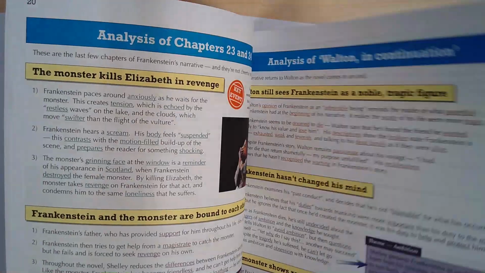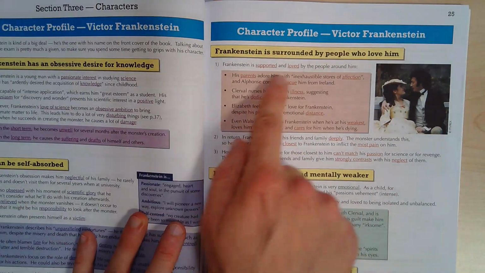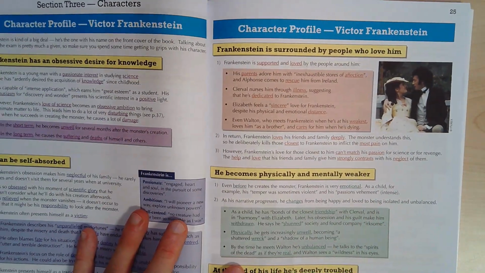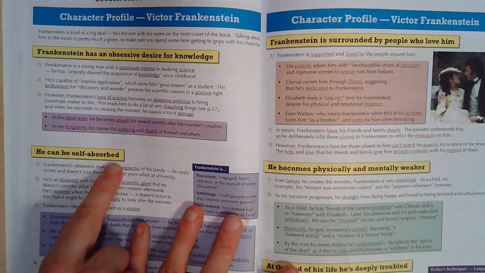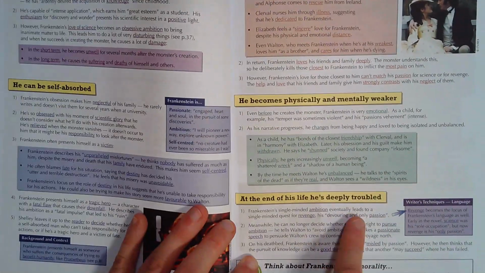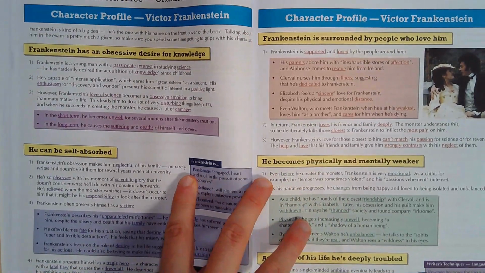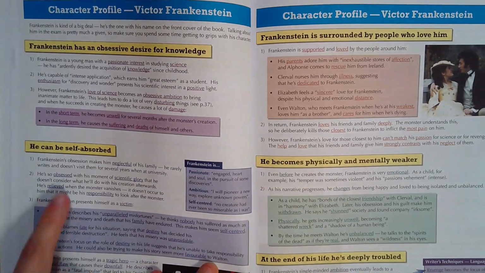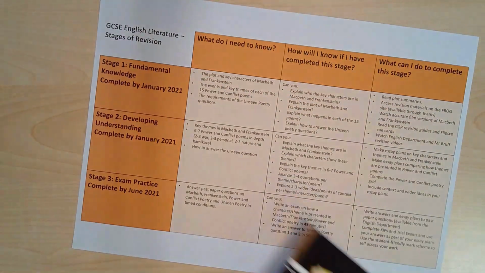And what I will get you to look at here is if you start to look at the characters here, we've got character profile, we've got Victor Frankenstein. What you've actually got here is the start of an essay plan on Victor Frankenstein. You've got an obsessive desire for knowledge. He can be self-absorbed. He's surrounded by people who love him. He rejects them. He becomes weaker, and he's deeply troubled at the end of his life. You've got the basis of an essay plan there. It's not a particularly detailed essay plan. You've also got some quotations here that you can use, and we'll start to talk about that now.